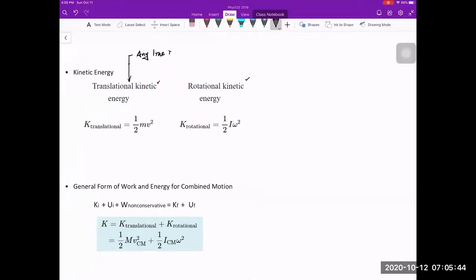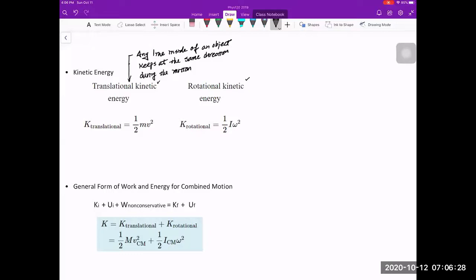The way we define translational motion is, if any line inside of an object keeps the same direction during the motion, then you have what we call a translational motion.